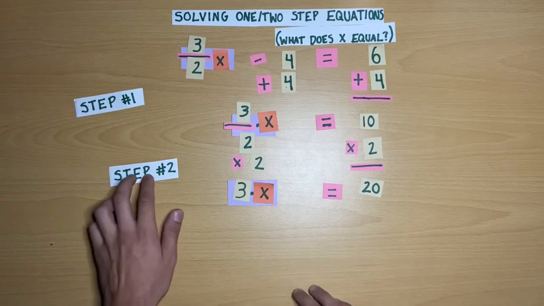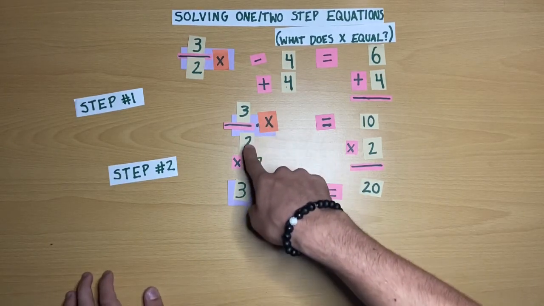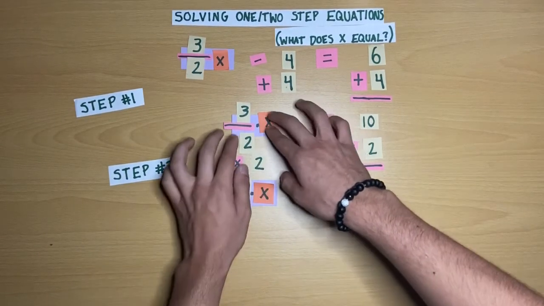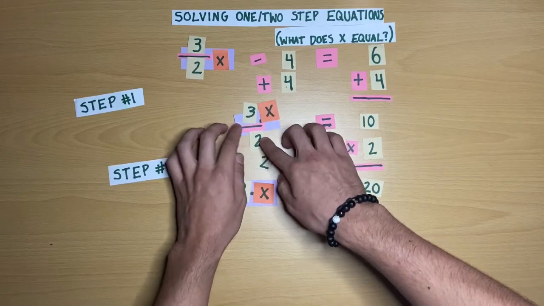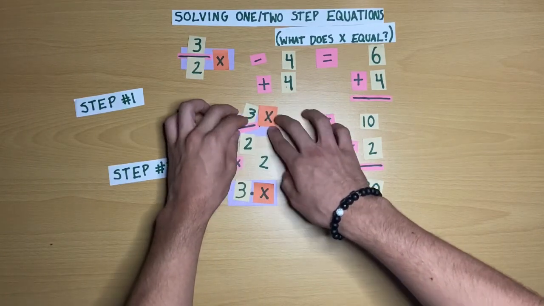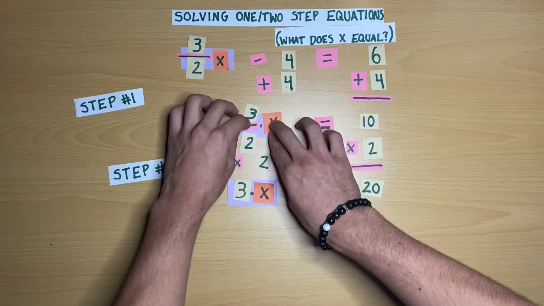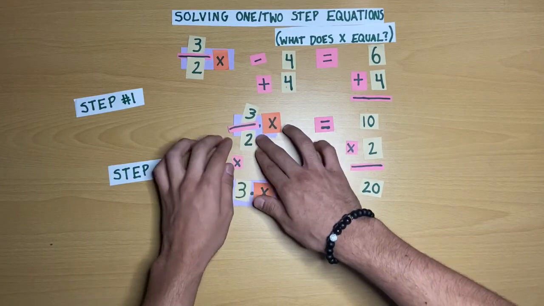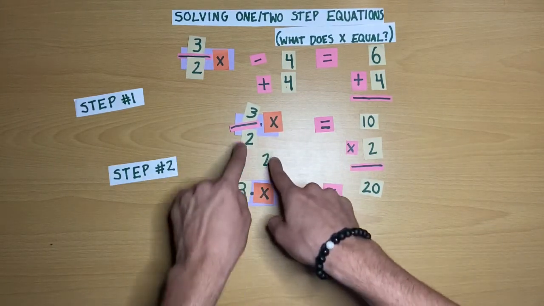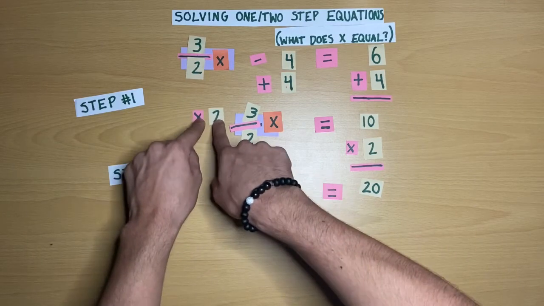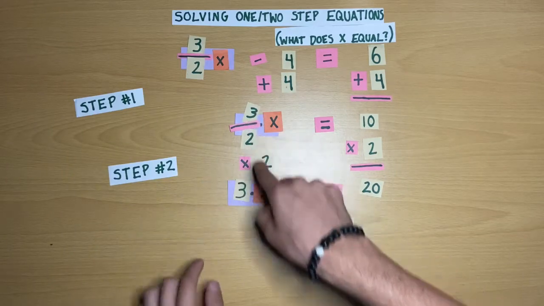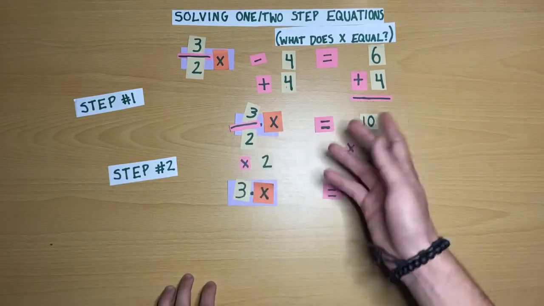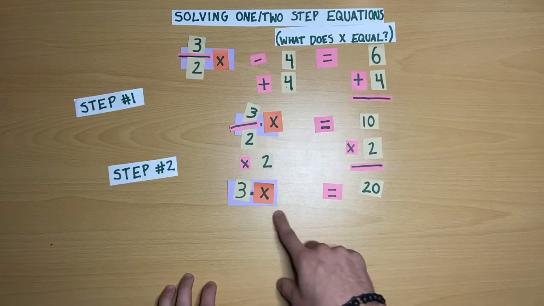So to recap real quick, 3/2x is the same as 3 times x divided by 2. And that divided by 2 we want to get rid of in this step. So we multiplied by 2, which means that the 2's cancel. Again, this was up there. 2 divided by 2 is 1. So you're just left with 3/1, which is just 3. So you get 3x equals 20 now.